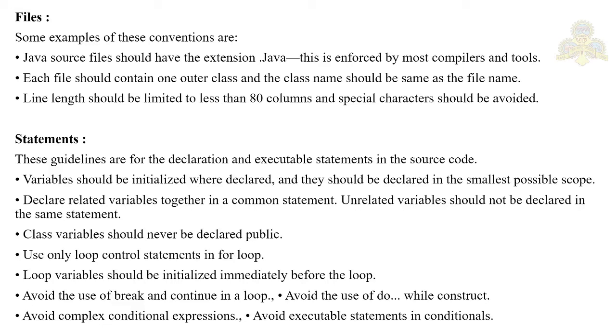Then unrelated variables should not be declared in the same statement. This is straightforward. Okay. The class variables should never be declared public. Use only loop control statements in a for loop. Then the loop variables should be initialized immediately before the loop. Okay, this is important. Wherever you have the loop, just immediately before the loop, initialize them.